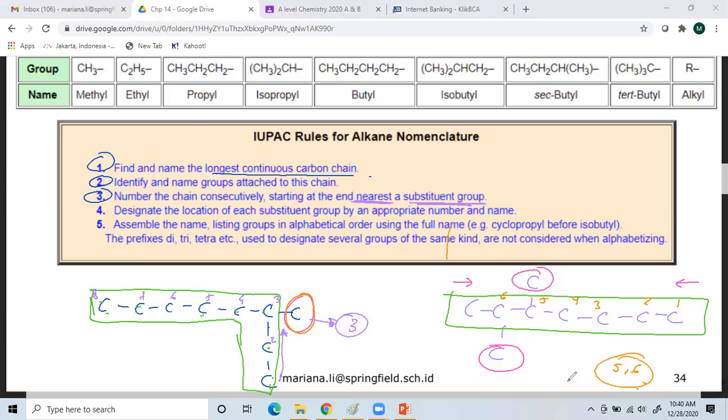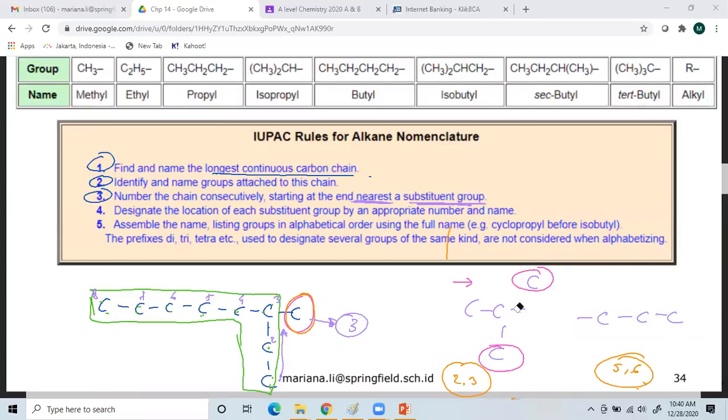And this is larger compared to 2, 3, right? So this is wrong if you number from right. Okay. So you should number from left because 2, 3 is smaller compared to 5, 6. Okay, that's how you number the longest chain.